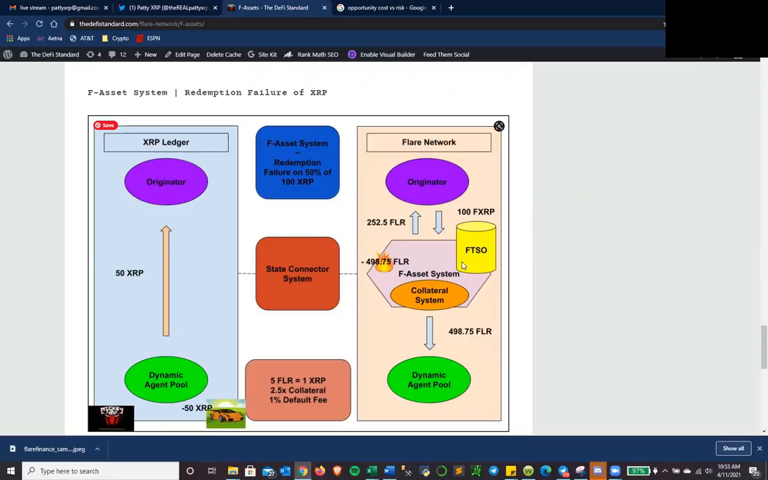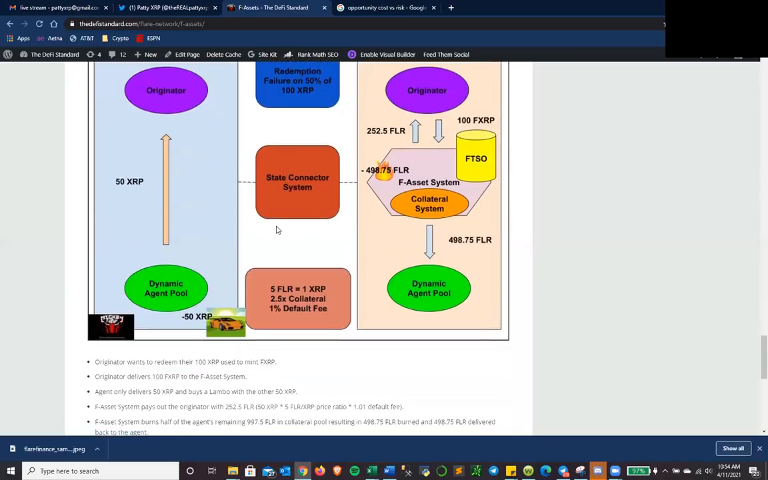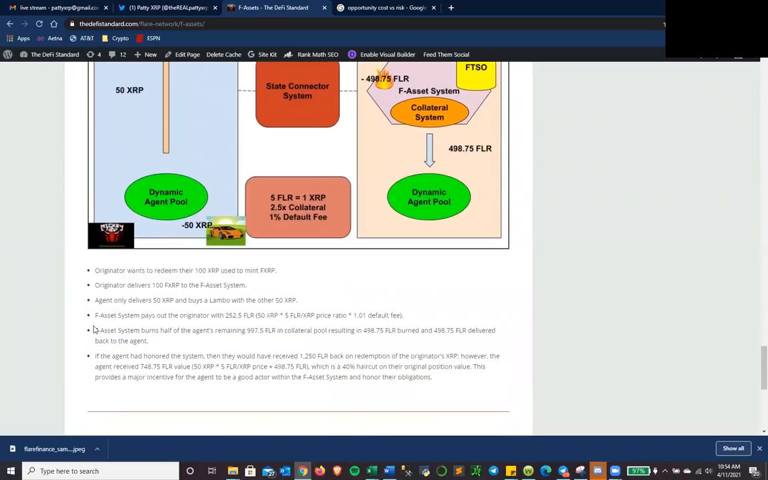And then what happens to the agent is they're only getting 498.75 of their original 1,250 Spark in collateral back. And then they also get 50 XRP, which is worth about 250 Spark. So you can see how they're underwater now compared to what they originally had. And the remaining Spark that's not delivered back to them is going to get burned. And that's basically their penalty, which is around a 40% haircut on average. You know, it's a formula, so it's not going to be exactly 40% every time, but it's right around that. And we can see here that this burning part happens.